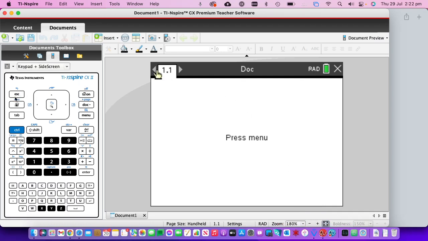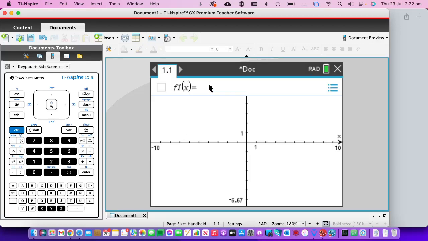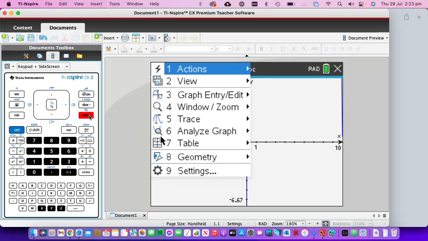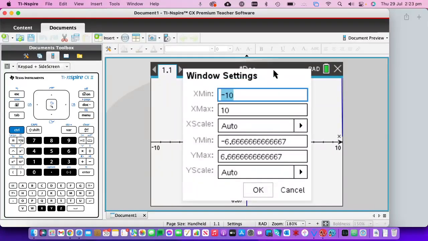So if I just add a new page, and I'm going to add a graphs page, I don't even have to expand it. I can just say, well, I can see that it's 24 minus 2x multiplied by 20 minus 2x multiplied by x. Press return. That gives me this rather large kind of thing because the volume is quite big. And so I can zoom out, if I can remember how. Menu, Windows Zoom.